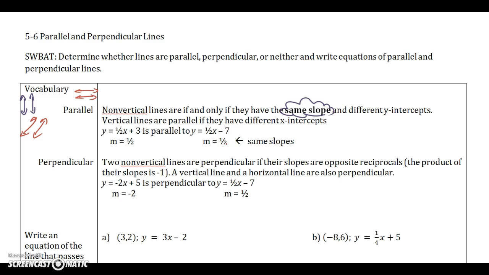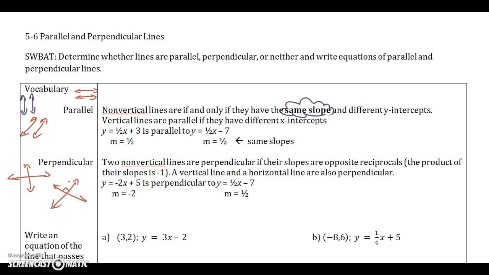Perpendicular, a little bit different. So a couple of examples of perpendicular. The most typical one will be kind of like this. If you have a horizontal line, like here, and a vertical line, if you put them together, they will both be perpendicular. Otherwise, if one is going this way and the other one's going this way, they'll form a 90-degree angle, and that will make them perpendicular as well.